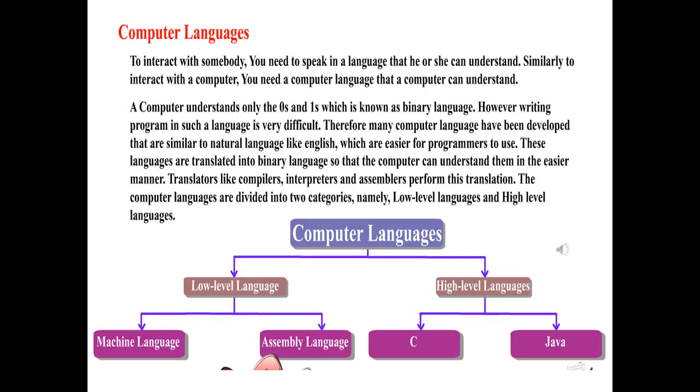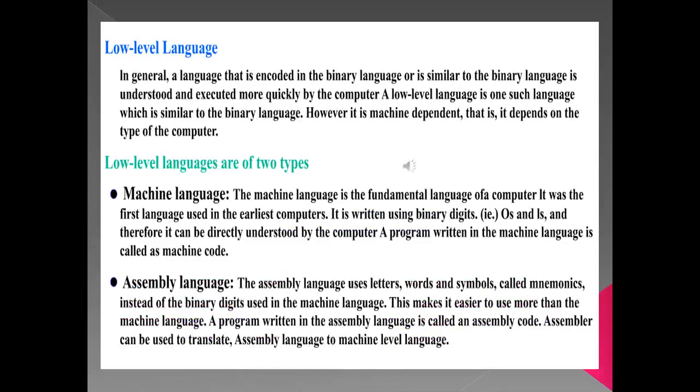Generally, the computer languages are divided into two categories, namely low level languages and high level languages. Here, machine language and assembly language are low level languages, and C, C++, Java, etc. are high level languages. In general, a program translated into binary language can be easily understood and executed more quickly by the computer, because binary language consists of only zeros and ones. A low level language is a language which is similar to binary language.